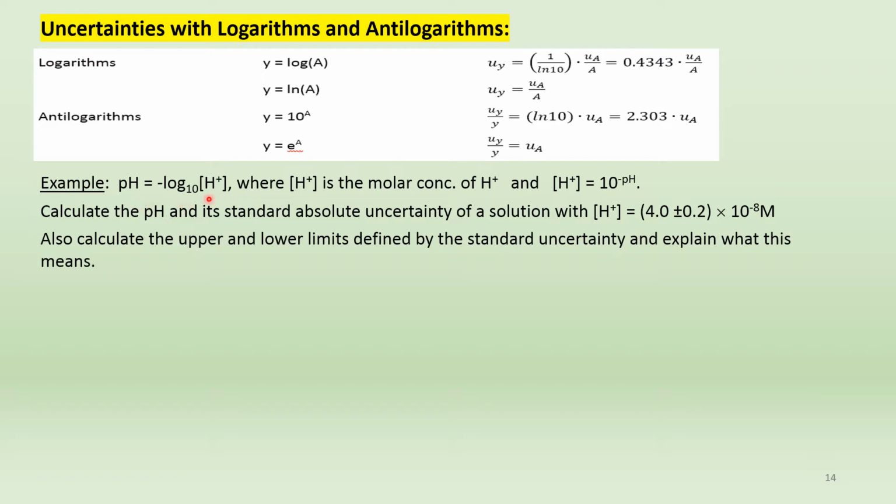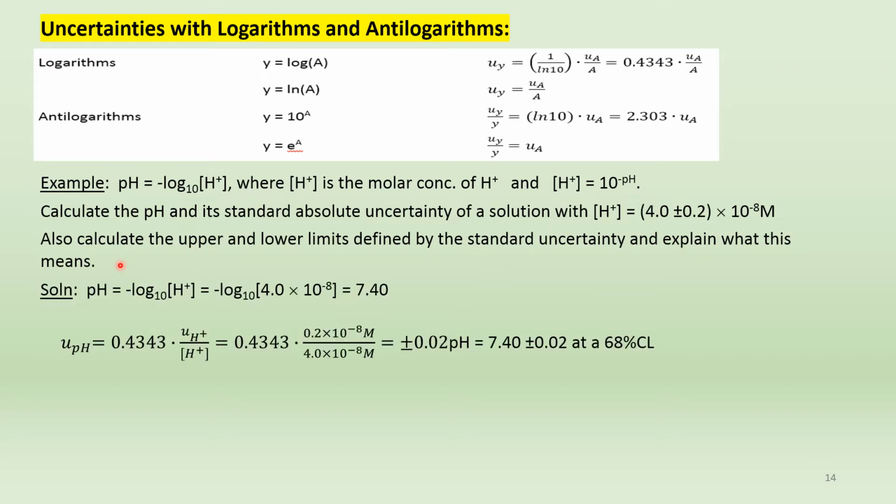pH is the negative log of the hydrogen ion concentration, and the hydrogen ion concentration is the negative antilog of the pH. Let's calculate the pH and its standard absolute uncertainty of a solution with a hydrogen ion concentration equal to 4.0 plus or minus 0.2 times 10 to the minus 8. We'll also calculate the upper and lower limits defined by the standard uncertainty, and then we'll explain what this means. So we can get the pH first. pH is simply the negative log of the hydrogen ion concentration. That works out to be 7.40.